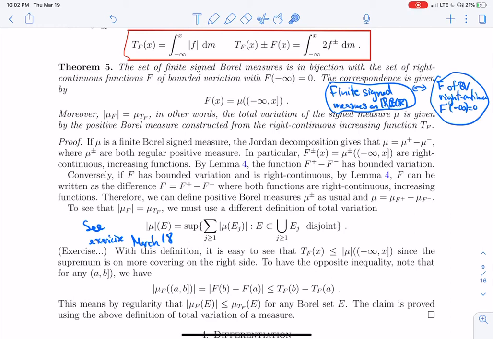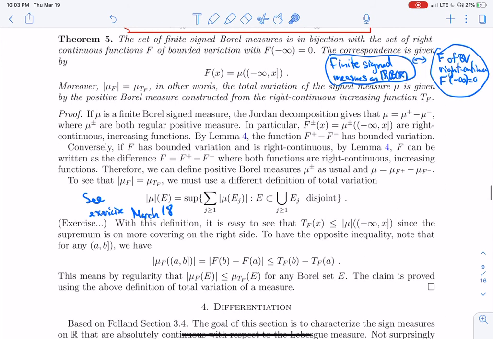Then we know by the lemma that the difference of these two functions must have bounded variation, because they both have bounded variation, since they're increasing. And so we have related the finite signed measure to a function f of x by this relation, which is the difference between the two here. All right, that's one way.